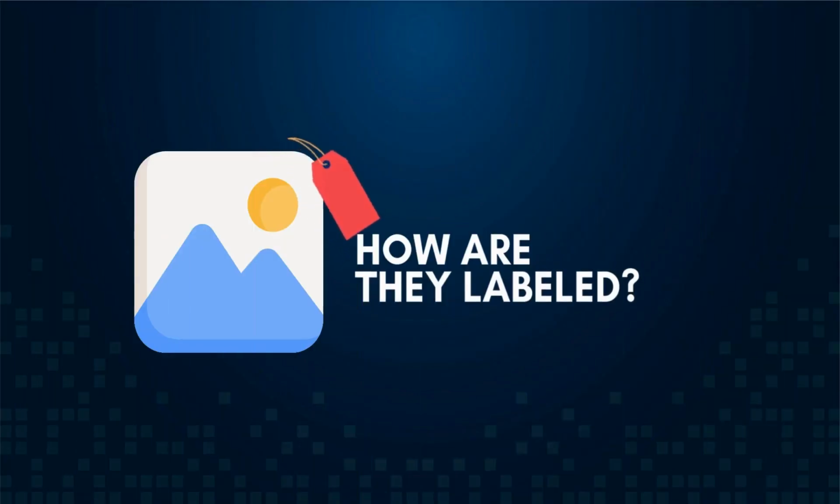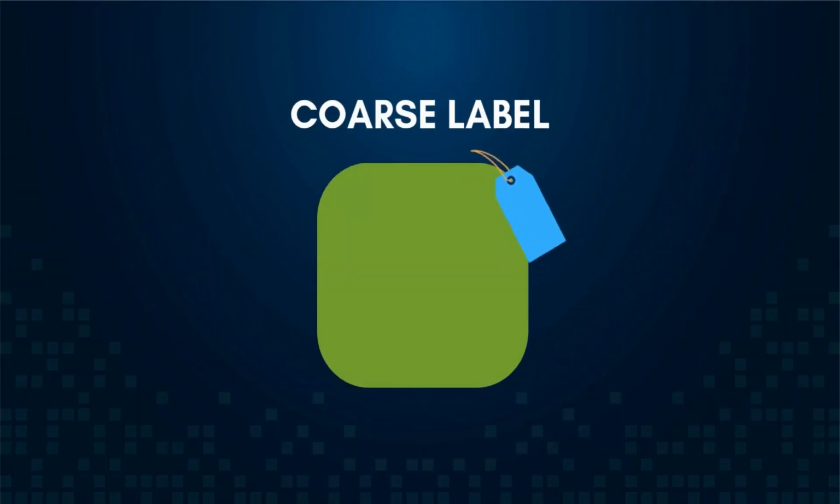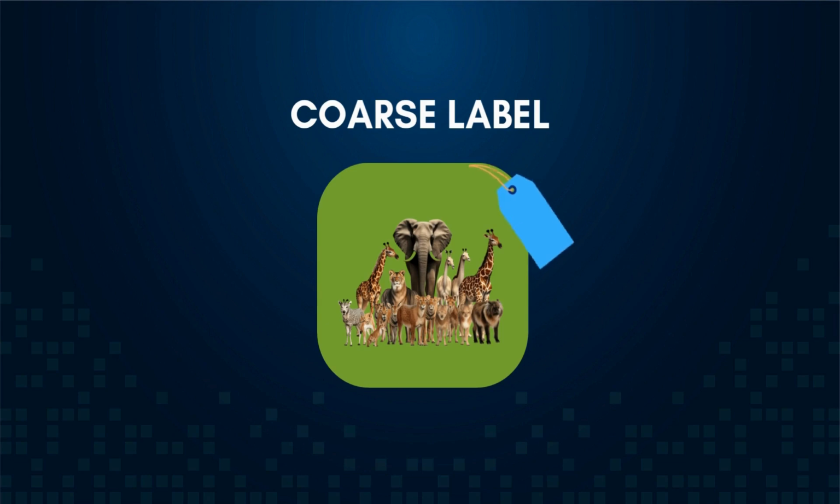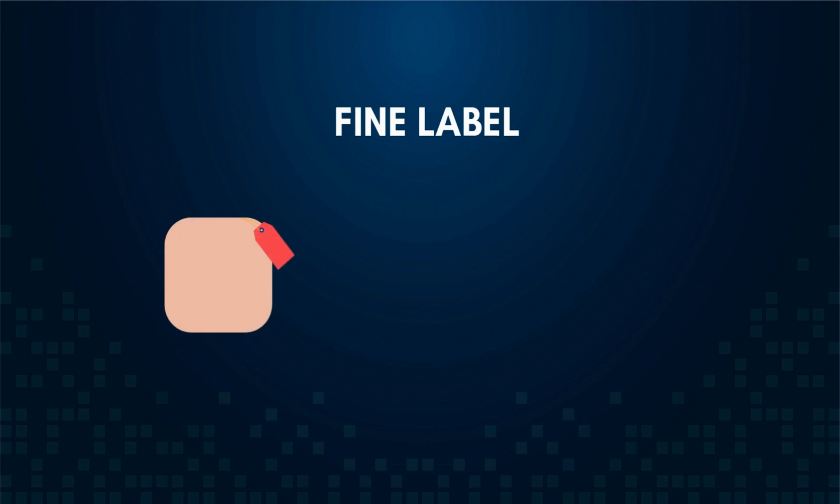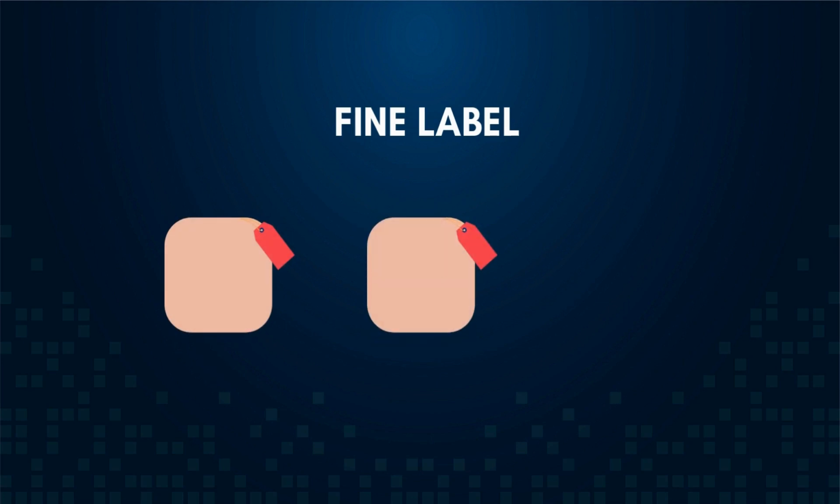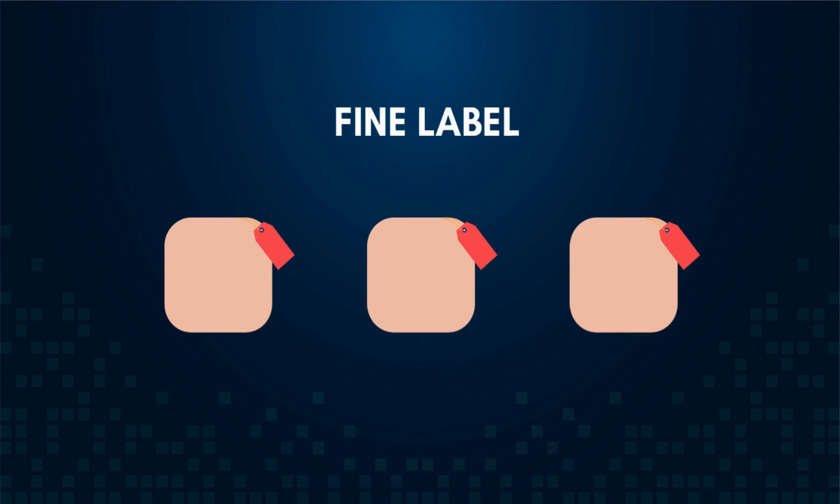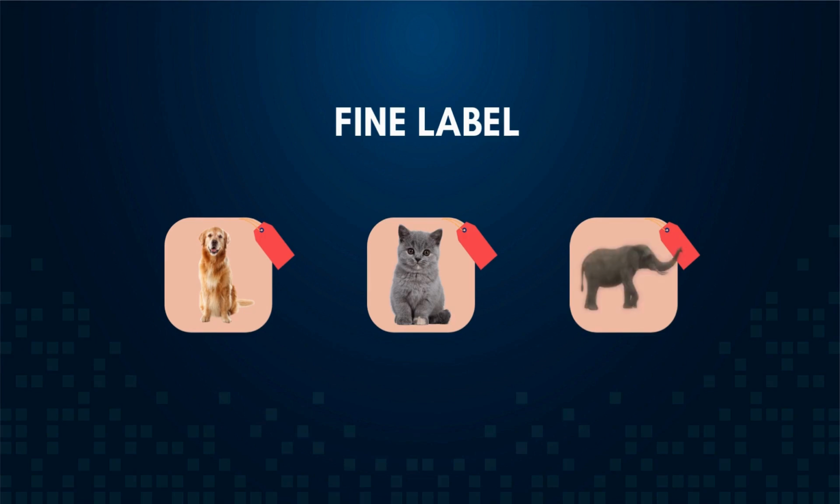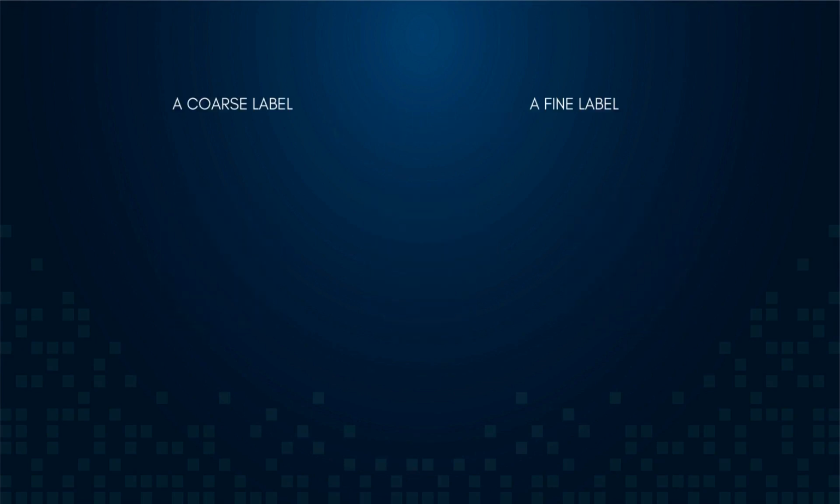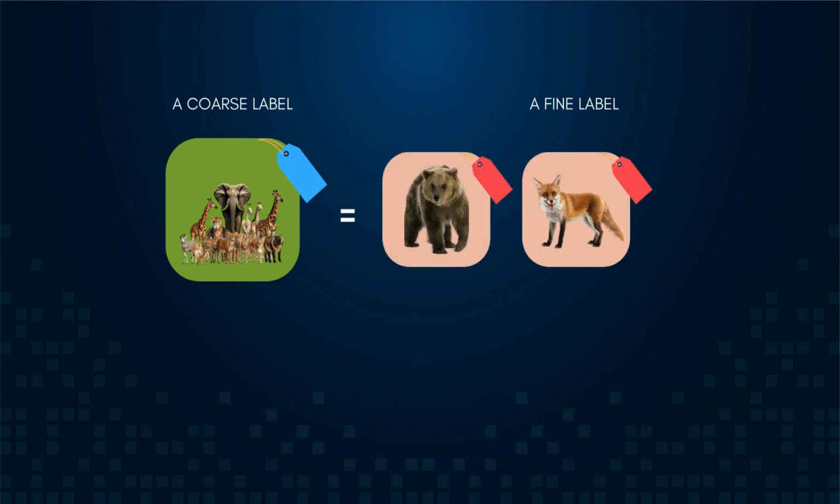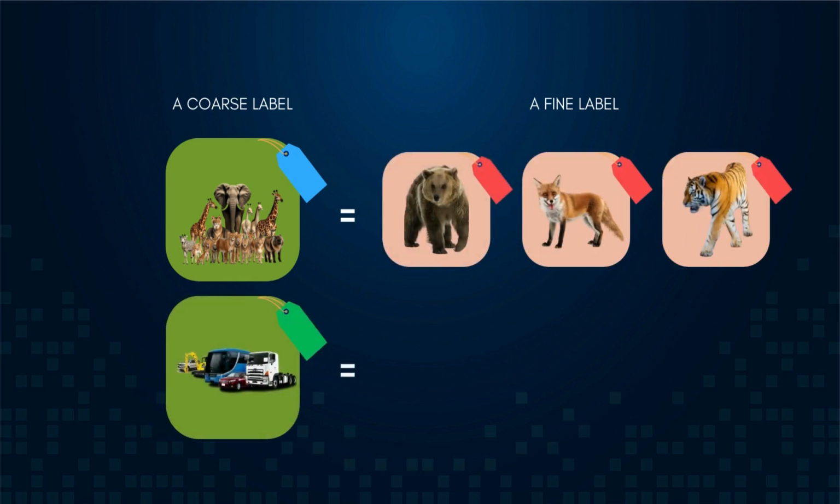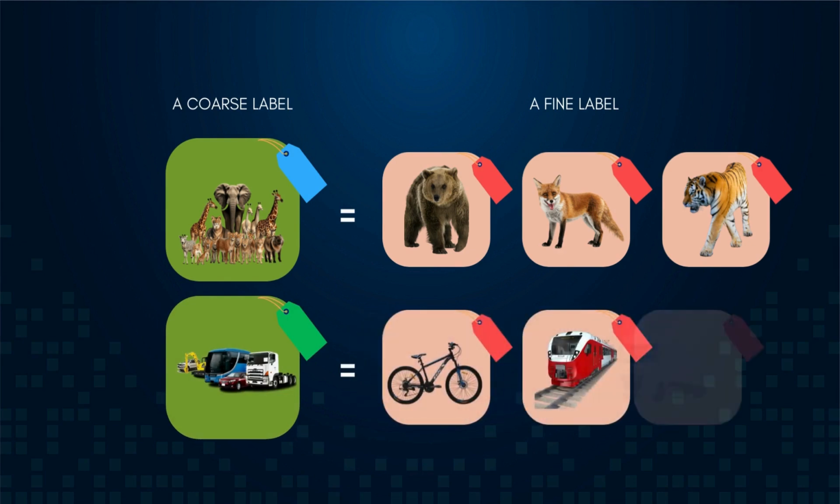How are they labeled? A coarse label is a broad or general category that groups similar items or concepts together. For example, animal is a coarse label, and a fine label is a more specific or detailed category within a broader coarse label. For example, within the coarse label animal, fine labels could include dog, cat, or elephant. Here's an example. The mammals group, coarse label, includes bear, fox, and tiger. The vehicles group includes bicycle, train, and pickup truck.